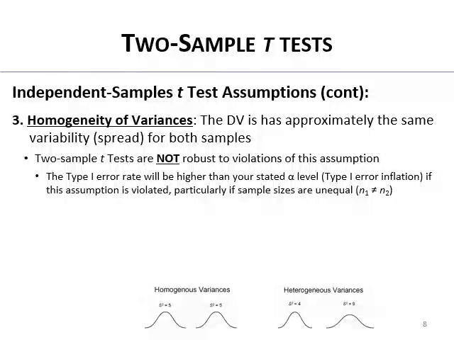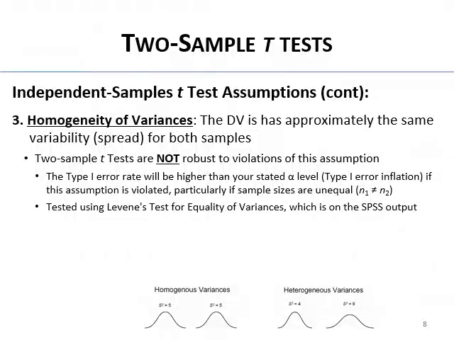How much higher? That's what pure statistics people do for a living. I don't know. You just know the general direction of things. It biases things so that you're more likely to make a type 1 error. And that's particularly true if the sample sizes of the two groups are unequal. So, one's 30 and one's 20, it's even worse.